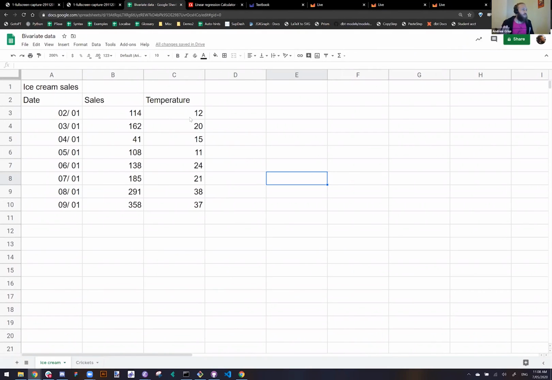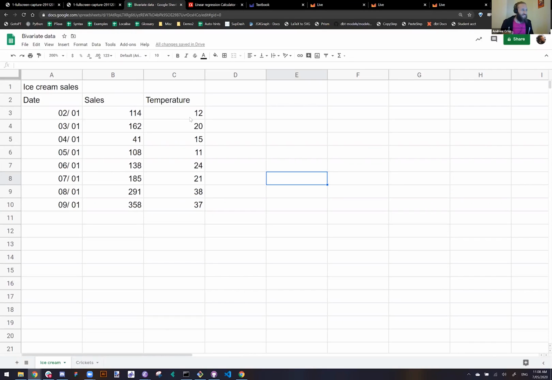So imagine yourself a store owner. You sell ice cream, by the way, I should have said that. You write down the date, and this is in January. And at the end of the day, you write down how many ice creams you sold and the maximum temperature for the day.